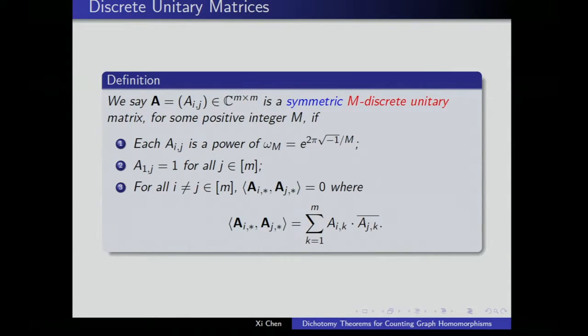Let A be a symmetric M by M matrix. We say it's a discrete unitary, a capital M discrete unitary, if, first of all, every entry Aij is an M-th root of unity. And also the first row is all 1s. And because it's symmetric, the first column is also all 1s. And also, if you take any two rows, they are orthogonal, meaning that their inner product is 0, and here is the definition of the inner product. This bar means the complex conjugate. So if you have a matrix that satisfies all these conditions, we say it's a discrete unitary.